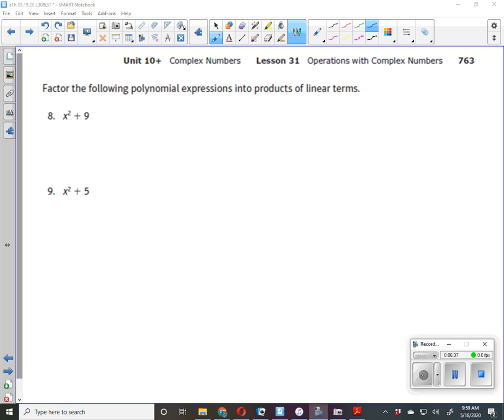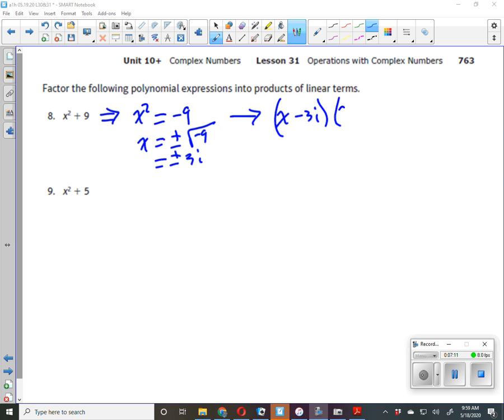So these are asking us to factor. This is interesting. If I'm factoring, it's almost easier to solve. Let's go ahead and just find out what it is, and then we'll put it in factored form. You guys decide what you like better, but x squared equals -9, so therefore x equals plus or minus the square root of -9, which equals plus or minus 3i. If I were to continue here and put this in factored form, wouldn't that be x minus 3i, x plus 3i?